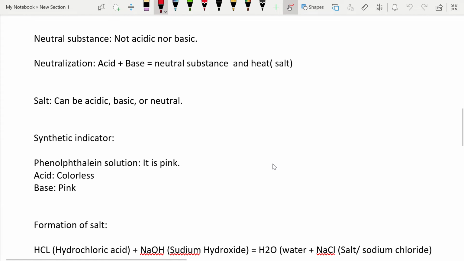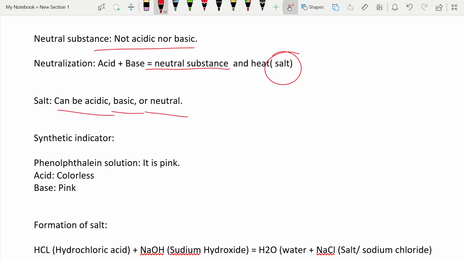Neutral substances. Neutral substances are not acidic nor basic. There's a process of neutralization. Neutralization means adding acid and base to equal up the acid count and base count, and then that forms a neutral substance and heat. Now the neutral substance is known as salt, which is another important topic. Salt can be acidic, basic, or neutral, but it's basically known as a neutral substance.